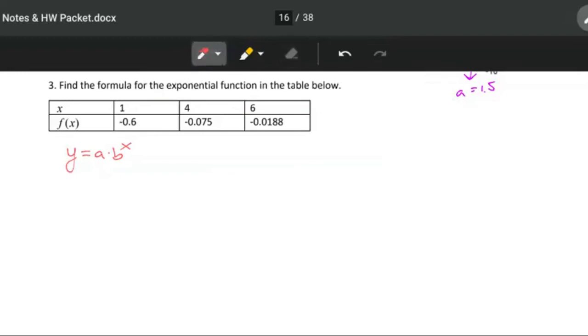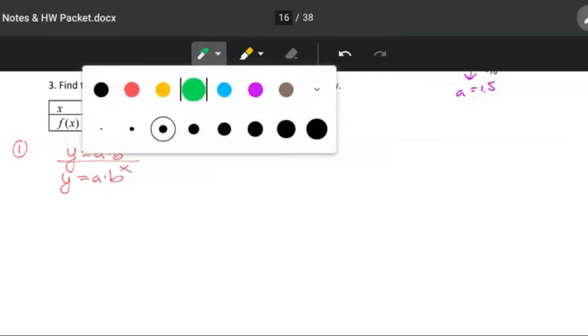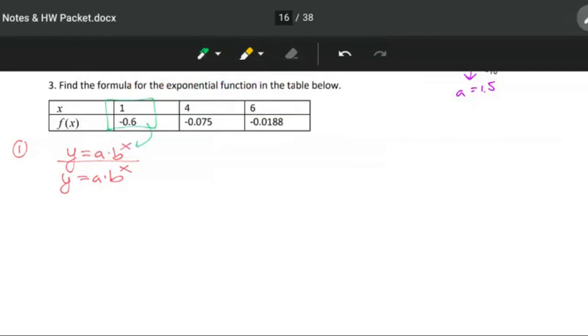So we said if you don't have any shortcuts, how you set it up, step 1 is where you do this ratio of y equals a times b to the x over itself. We need to pick 2 points. It does not matter which 2 points. I'm going to plug this first point in on top for my x and my y, and then I'm going to plug this second point in on bottom for my x and my y. So if we do that, we're going to get negative 0.6 equals a times b to the first power, all over, on the bottom, negative 0.075 equals a times b to the fourth power.